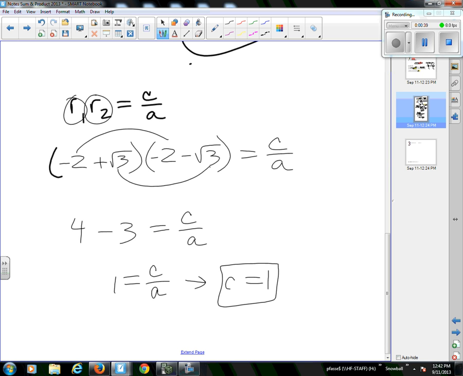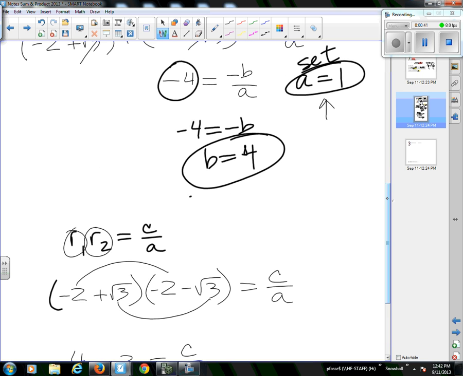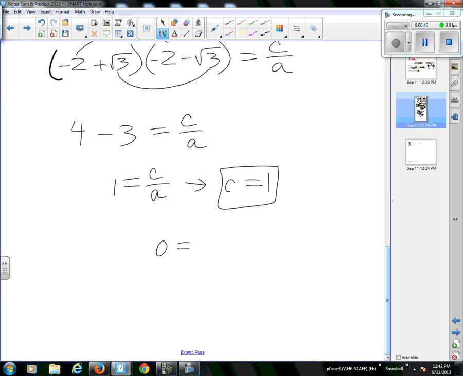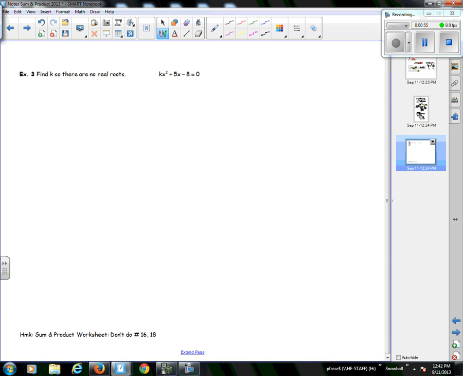Once again, we have C equal to 1, B equal to 4, and A equal to 1, therefore we write the quadratic 0 equals 1x squared plus 4x plus 1. A is 1, the coefficient of x squared, B is 4, the coefficient of x, and then C equals 1. Okay? Now, for these problems, consider the case that there are no real roots.